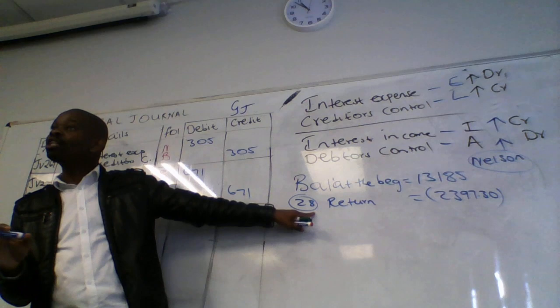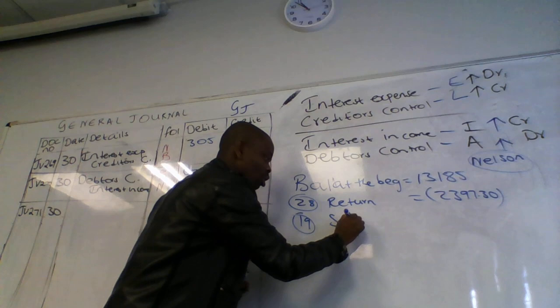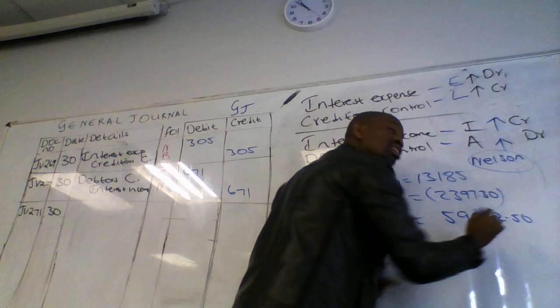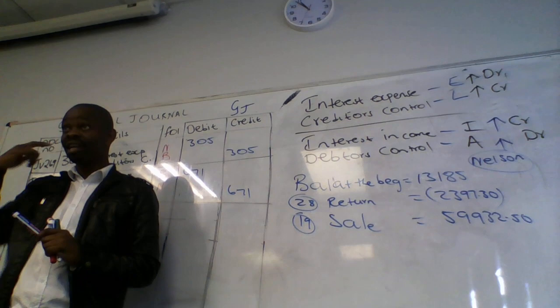Is this the only date where you found him? Check everywhere. On the 19th. What happened on the 19th? Sale of trading. When we sell, are we going to add or less? How much is the amount? 57. Guys, it's all about understanding. Can you see that? Don't be jealous. I think they're listening. Can we continue?